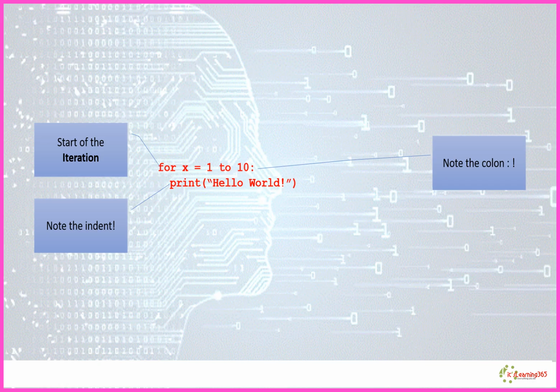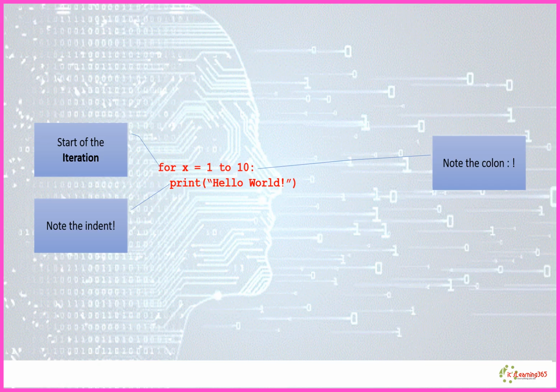Now that we're looking at the Python code for doing our iterations, there's a couple of things we need to make sure we take note of. Otherwise, we could get some errors in our code. The first thing in this code is the word "for" begins the iteration. At the end of my line that says "for x equals 1 to 10", there's a colon. Make sure that gets included.